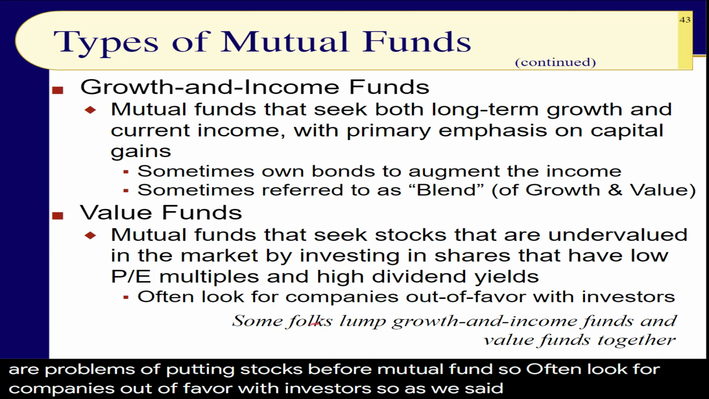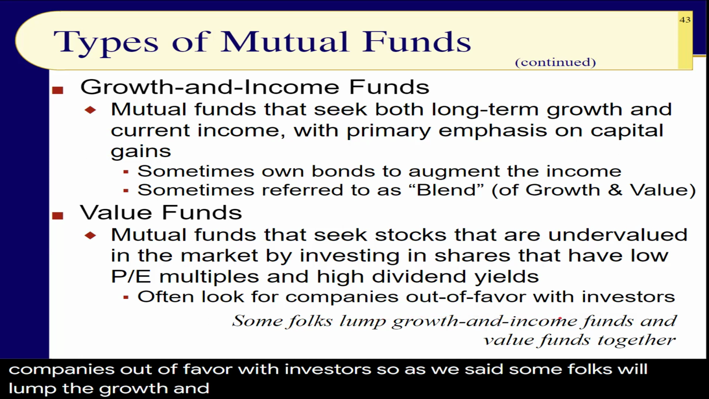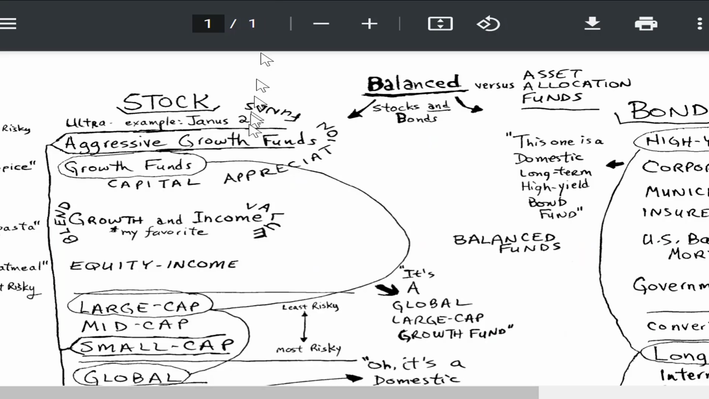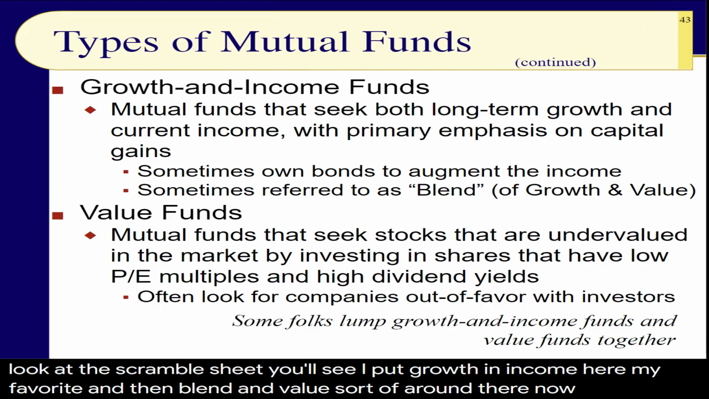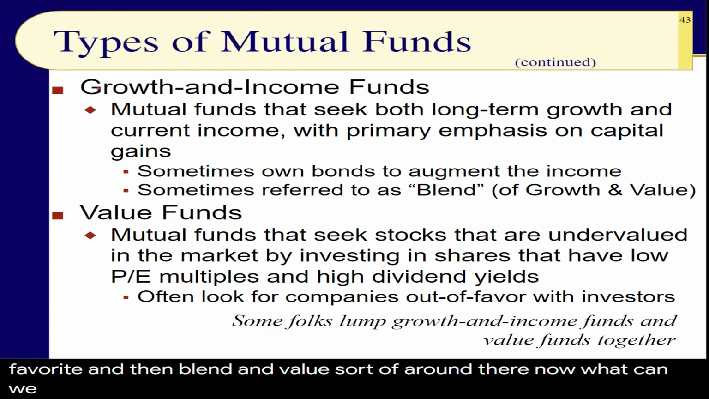As we said, some folks will lump the growth and income funds and the value funds together. And if you look at the Scramble sheet, you'll see I put growth and income here, my favorite, and then blend and value sort of around there. Now, what can we liken these funds to in our buffet?